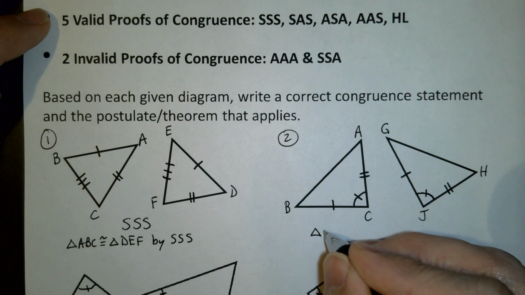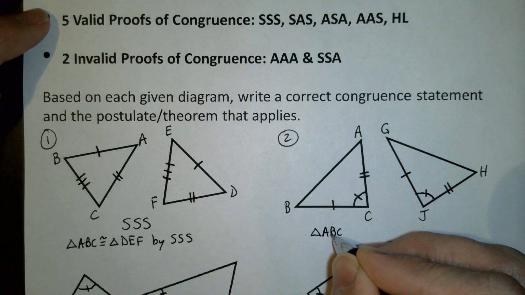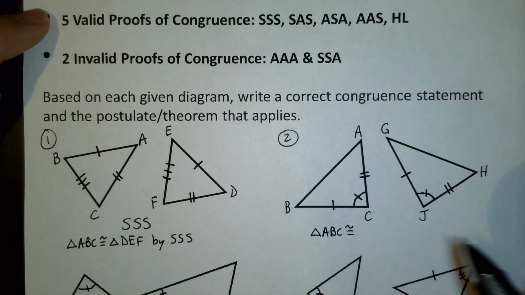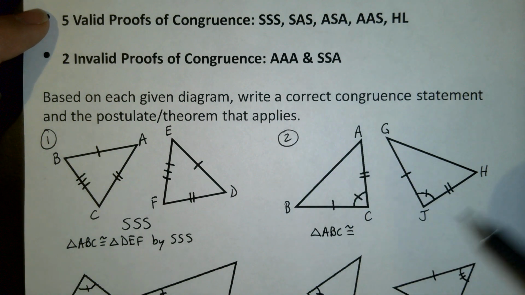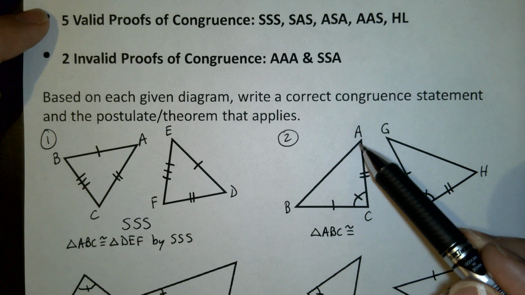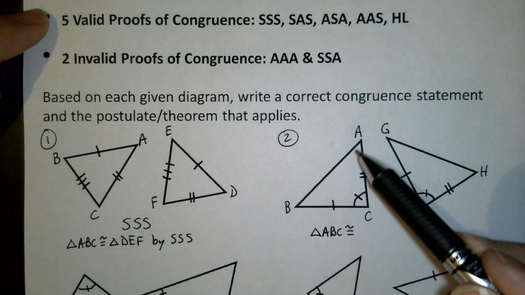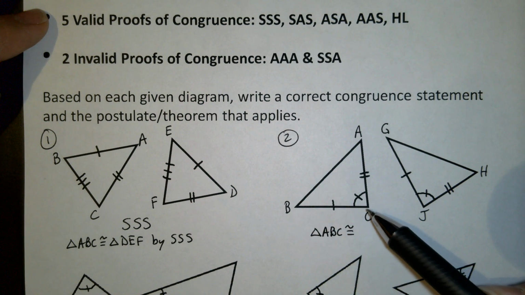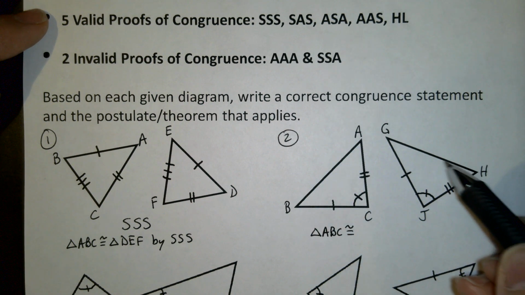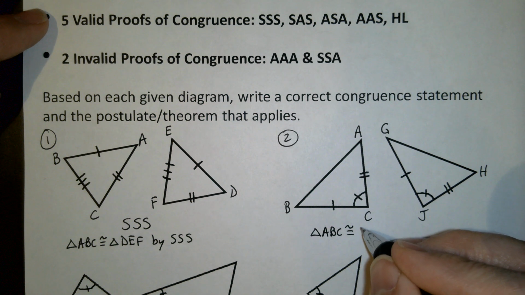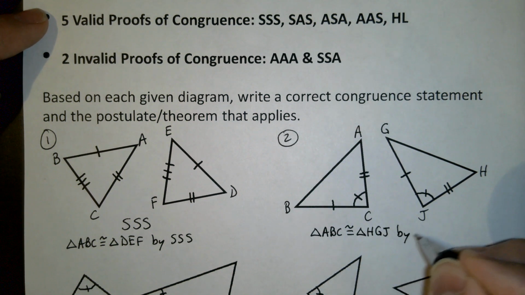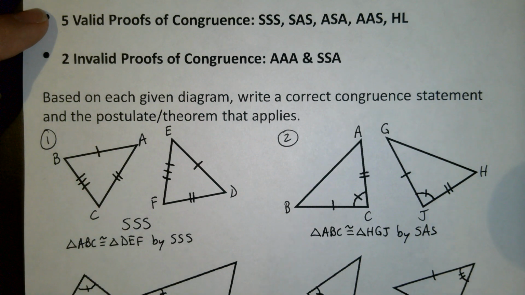When I name these, I don't really care how I choose the letters for the first one, but the order I choose them, I have to follow that over here. So I went A, B, C. That's along the side with no marking, along the side with 1 hatch mark. If I do that here, that would be H, G, J. And then by side, angle, side.